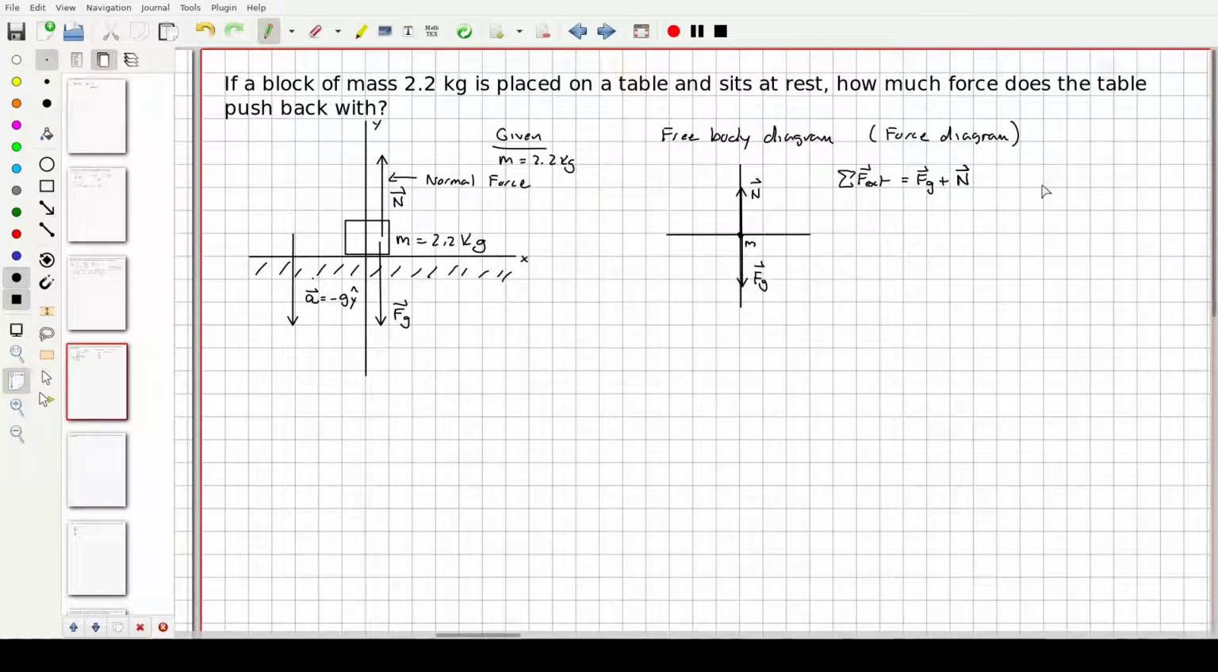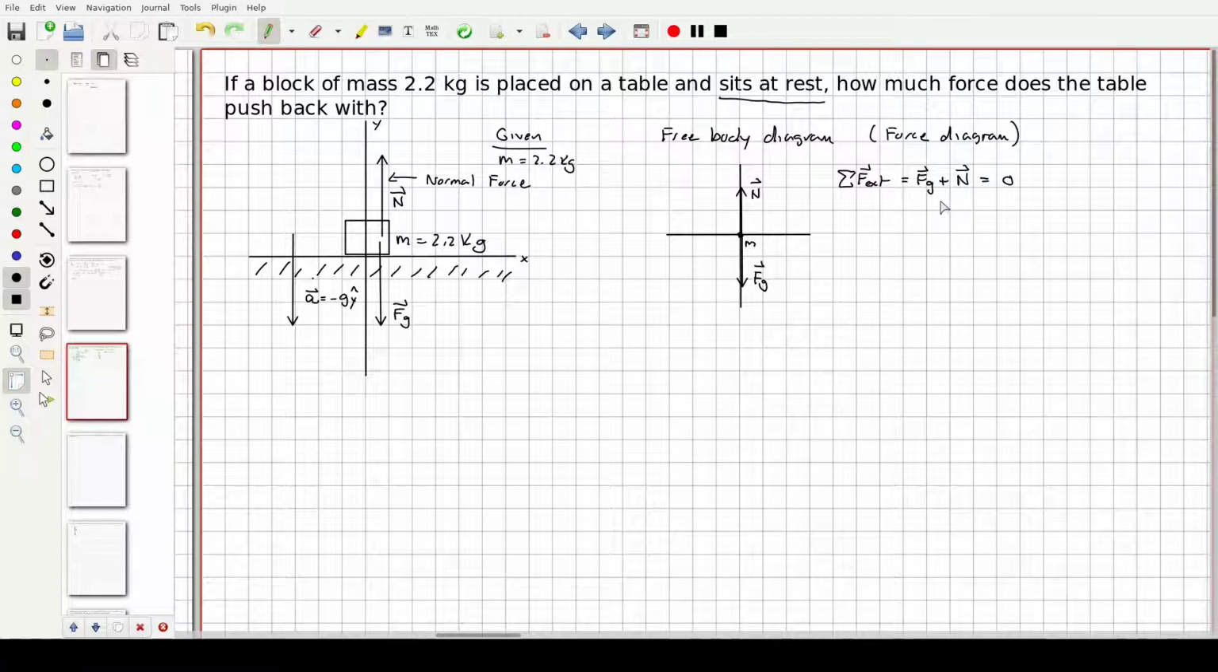Now, that said, take a look at the text of the problem. The block sits at rest. Okay? Now, Newton's first law tells you that if you have an object that is at rest and it continues to be at rest, there are no net external forces, which means when I add my forces here up, I'm going to get zero. No net force. Individually, the forces are non-zero, but added up, they cancel each other out. Okay, as you can see here.